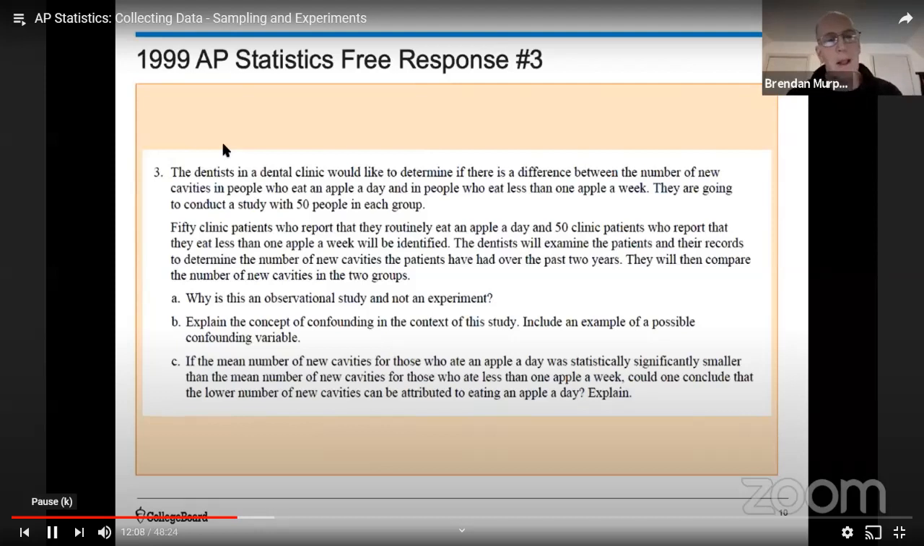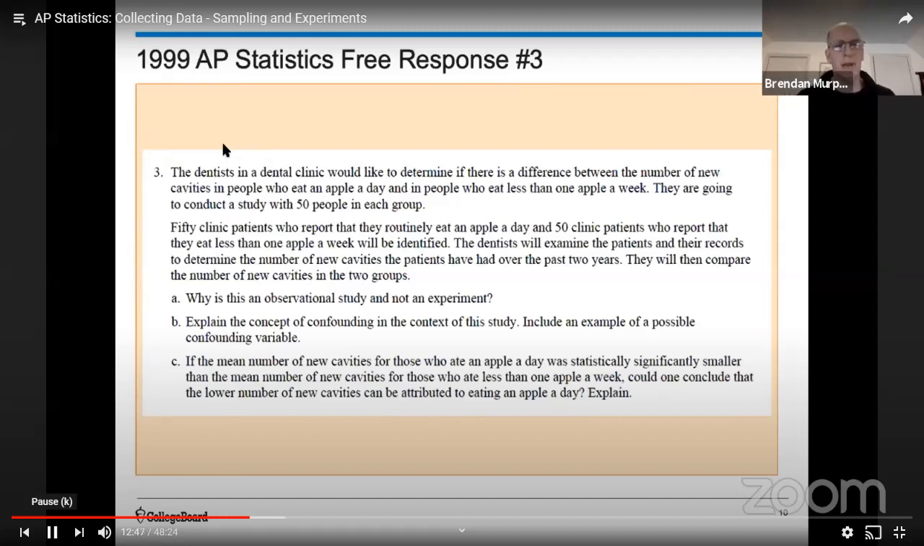So the dentist in a dental clinic would like to determine if there is a difference between the number of new cavities in people who eat an apple a day and in people who eat less than an apple a week. Again, just setting the stage, that's all. So is there a difference in the number of cavities based upon the number of apples you eat? That's all I get out of the first sentence. They're going to conduct a study with 50 people in each group. Okay, so it feels like 2 groups, 50 people. They have 100 people in total. Again, I would want more than that in a perfect world, but I can live with 100. That feels like my sample size is big enough.